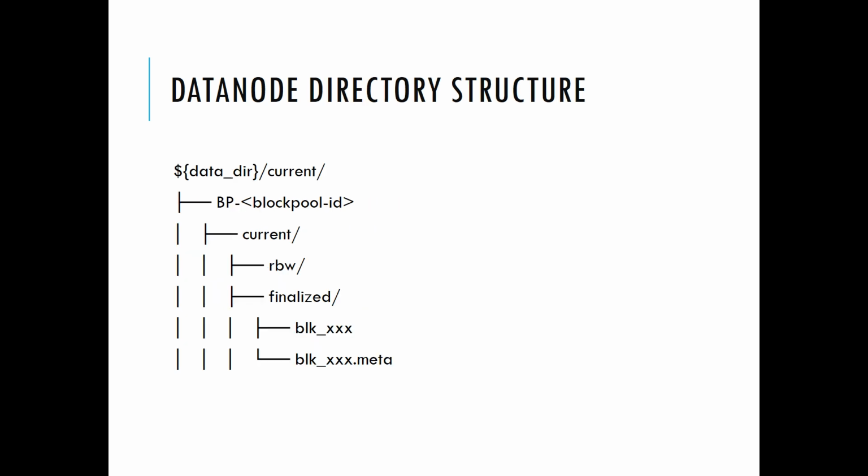The internal structure of each DataNode directory contains subdirectories under a path named after the block pool ID. Under current/, you'll find directories like rbw for blocks being written and finalized for blocks that are fully written and ready for replication. Each block has a data file and a corresponding metadata file, such as blk_xxx and blk_xxx.meta.